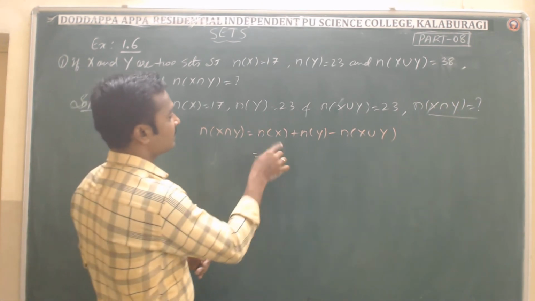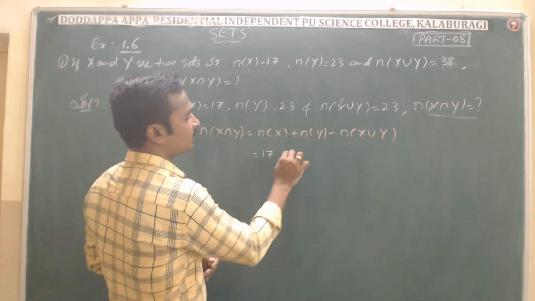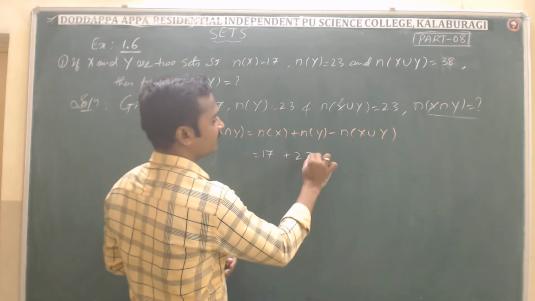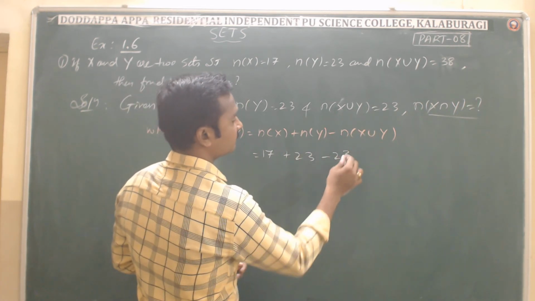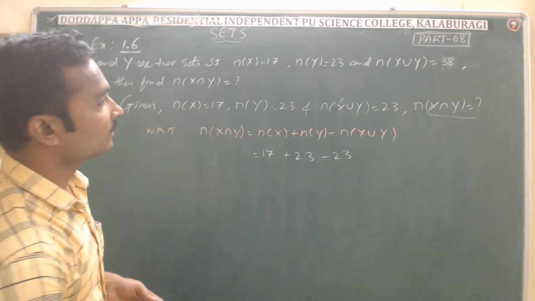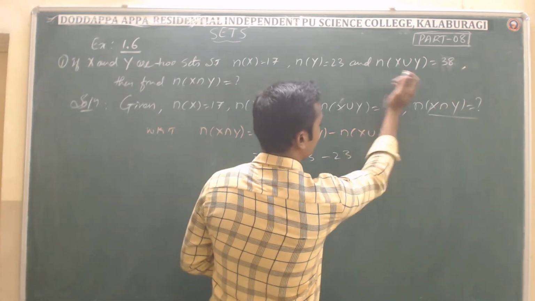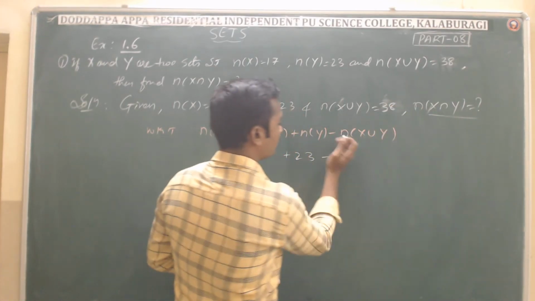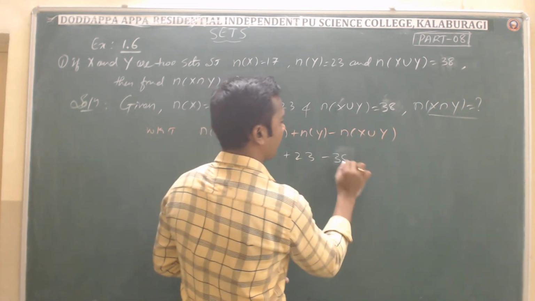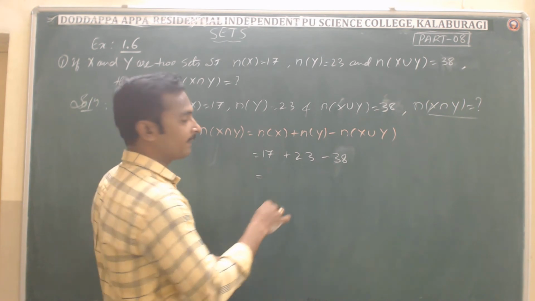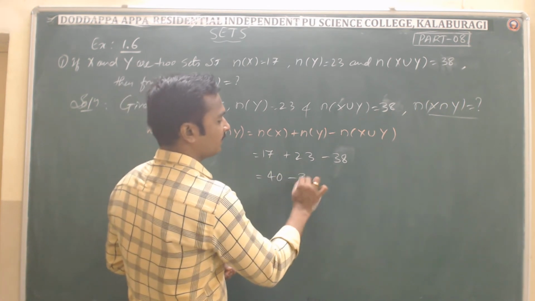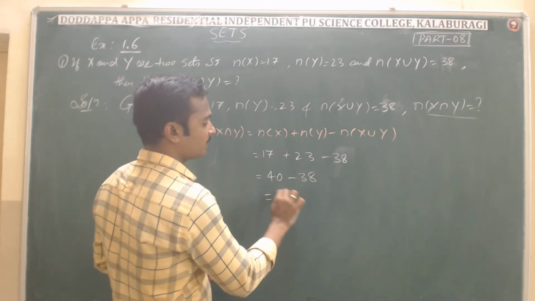n of x is 17, plus n of y is 23, minus n of x union y, which is 38. Sorry, this must be 38. So add these two: 17 plus 23 is 40. 40 minus 38 is 2.